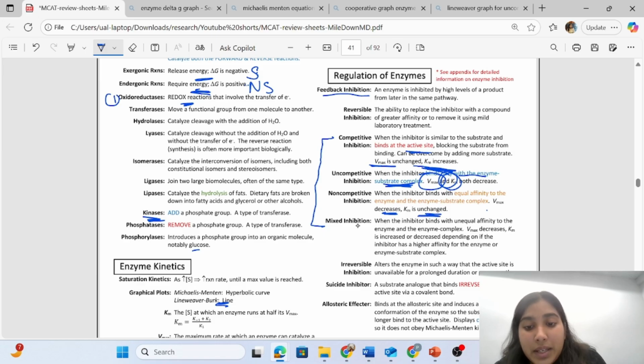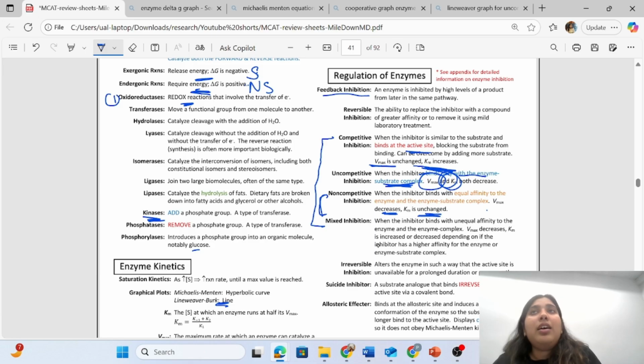Okay. Mixed inhibition is where the inhibitor binds unequally, so these both are kind of the same. Non-competitive is equal affinity. Mixed inhibitor is unequal affinity to fight the enzyme or the enzyme complex. Vmax decreases, but the Km could increase or decrease depending on the inhibitor. Okay, because it's a mixed one. If it's like fighting more with substrate and less with the enzyme-substrate complex, then the Km will be positive.